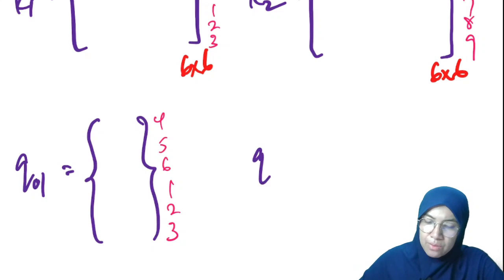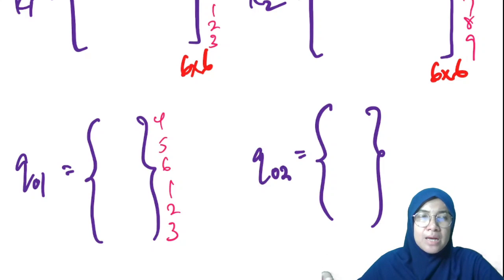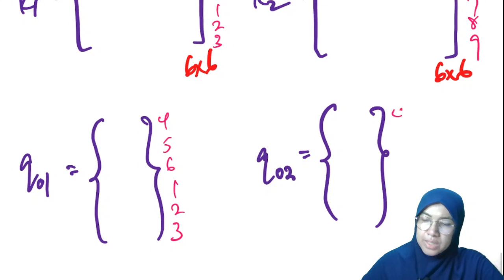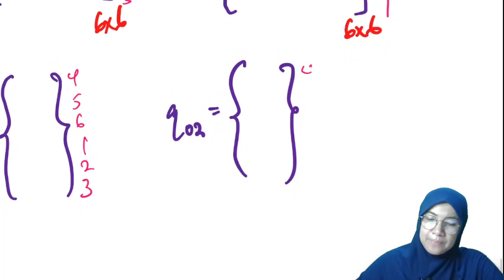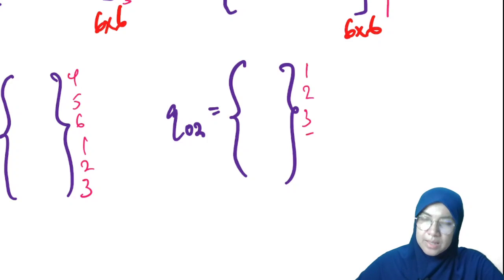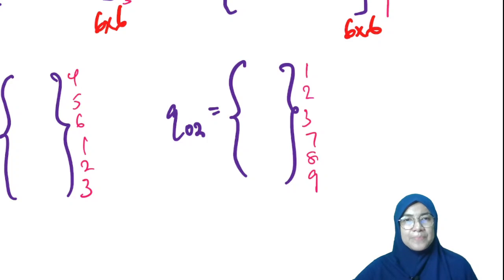And for Q node 2, we have 6 values, because the label for the equivalent element nodal forces will be based on K. So follow K2: 1, 2, 3, 7, 8, 9. Don't forget, 1, 2, 3, 7, 8, 9.